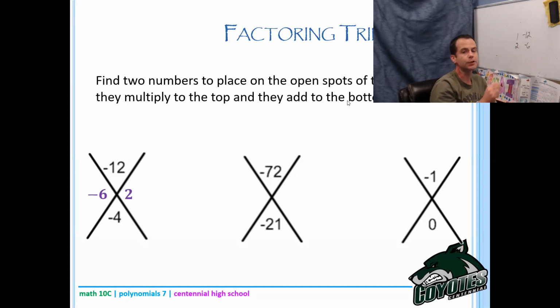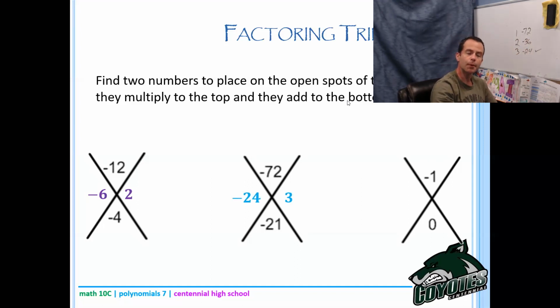Okay, -72 and -21. Again, one number is going to have to be negative. That's the only way to multiply two numbers together and get a negative. Because the 21 is negative, it tells me that the larger number has to be my negative one. So 1 times 72, that's going to give me -71. That's not the pair I'm looking for. 2 times 36, that's going to give me -34. 3 times 24, that's going to give me -21. That's what I'm looking for right there. Okay, so 3 and -24.